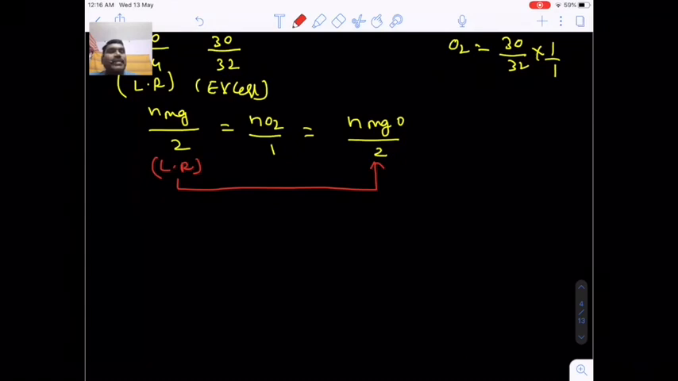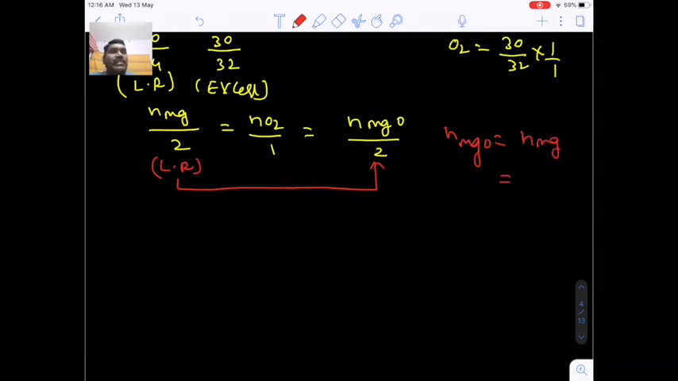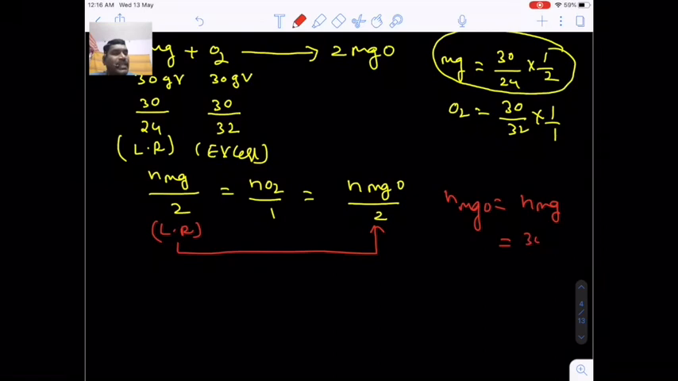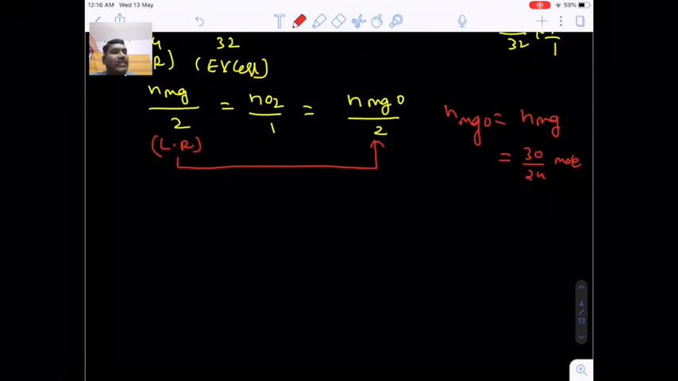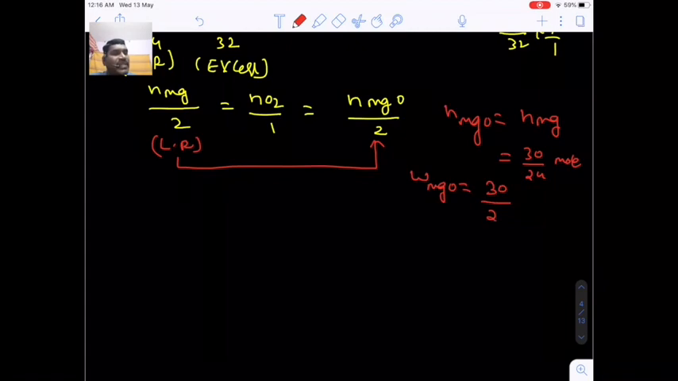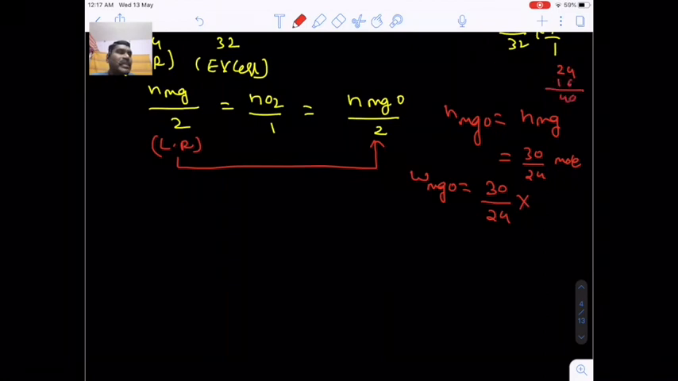Okay. Now here the number of moles of MgO will be the number of moles of Mg. Yes. How many moles of Mg here? 30 by 24 moles. Now come to the weight of MgO. Weight of MgO is equal to the number of moles, 30 by 24, times the molar mass of MgO. What is the molar mass of MgO? Mg atomic weight is 24. Oxygen is 16. So the total will be 40. Are you getting my point? So this will be 50 grams of MgO.